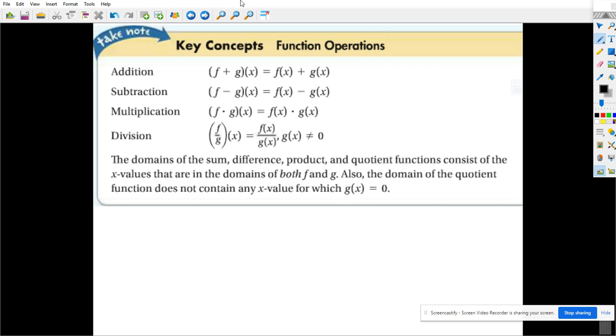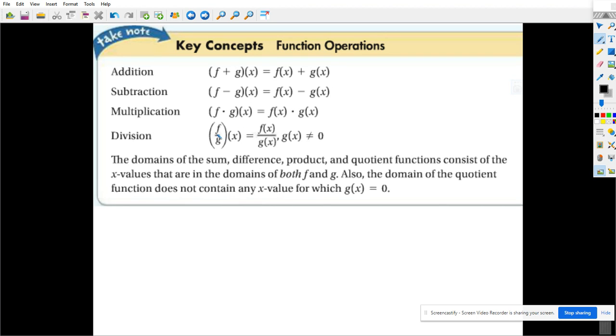So you're going to be given functions that are labeled as f of x or g of x, and this is just to show you that if there's a plus sign between them, I'm just asking you to add the two functions together. If there's a subtraction sign between them, I'm asking you to subtract the two functions. Multiplication, I'm asking you to multiply, and division or fraction, I'm asking you to divide.